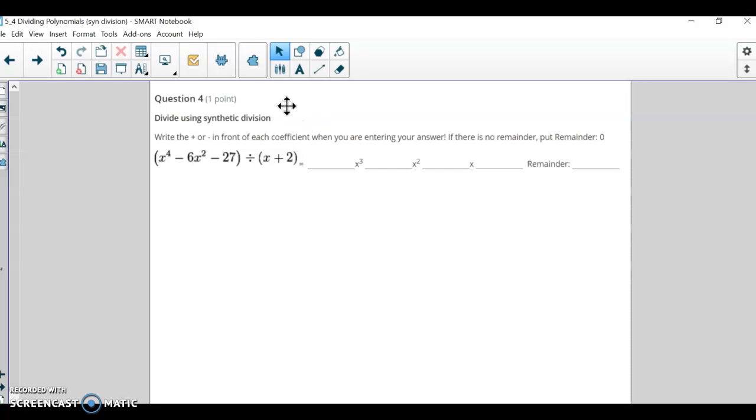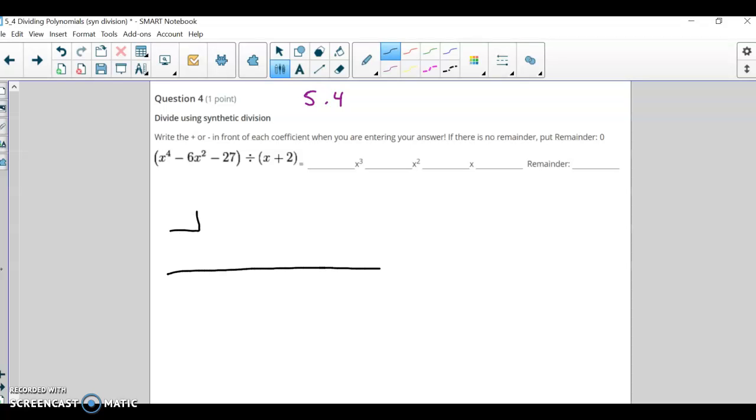All right, hello. This is to help with number 4 from the homework from 5.4, and we're doing some synthetic division. When you set up the window, remember you put the opposite of whatever is here. So basically, if you were setting it to 0 and solving it, you'd have -2, and that goes into the window. The tricky part about this one is there's gaps.